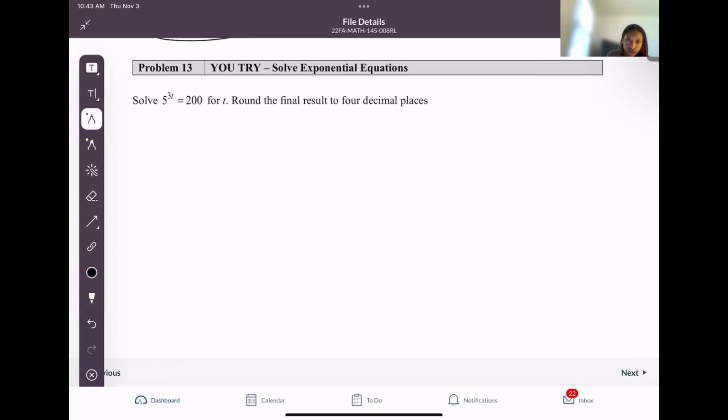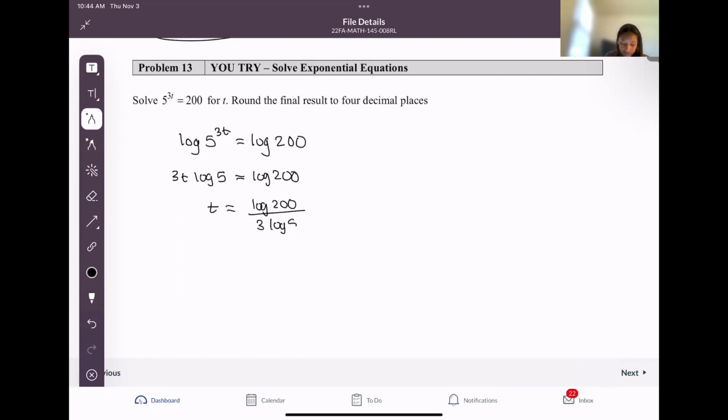If we use method 1, we can just take the log of both sides. Log of 5 to the 3t power equals log of 200. Remember, you have to do this on both sides of the equation. Then bringing down the 3t. 3t log of 5 equals log of 200. And then dividing by 3 and log of 5. Log of 200 divided by 3 log of 5 equals t.